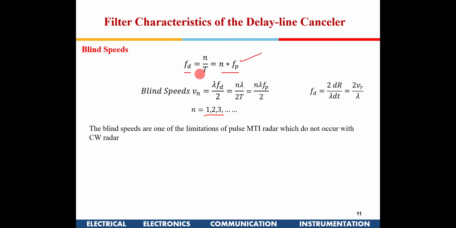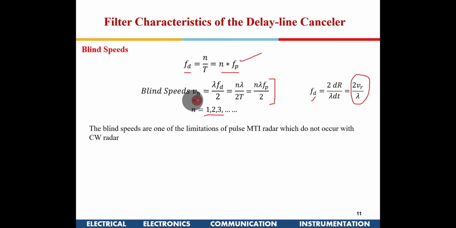Now we know the relation between the Doppler frequency and the velocity of the target. This we saw: VR is the relative velocity, but right now we can say velocity of the target because the antenna is static. So if I have to find the blind speeds, VR is lambda fd divided by 2, and this fd, if I replace it with N fp, I get this.